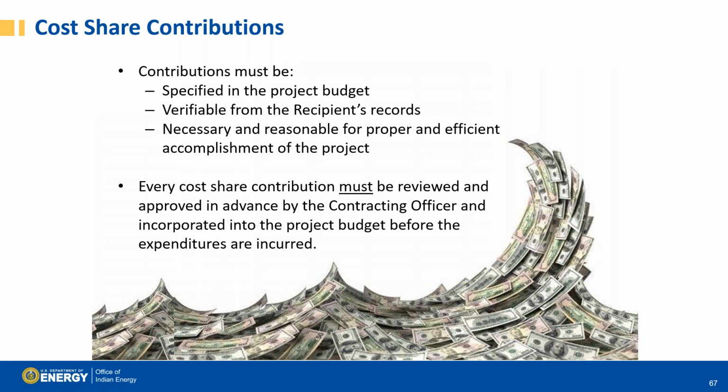The total budget included in an application must include both the federal and the non-federal cost share, which combined reflect the total project cost that's being proposed. All costs must be verifiable from the recipient's records and be necessary and reasonable for the accomplishment of the proposed project. Every cost share contribution must be reviewed and approved in advance by the contracting officer and then incorporated into the project budget before any expenditure can be incurred on the project.